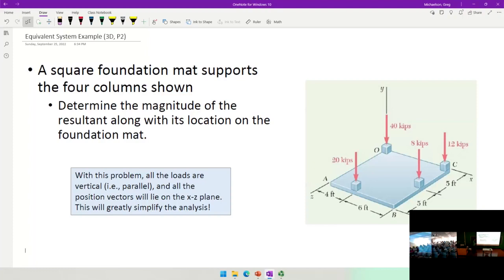So we have a building that is going to be supported by a foundation. Does everybody know what I mean by a foundation? That's the substructure. That's everything below the ground that is keeping the building from collapsing. And it is subjected to a series of loads. So we have 40 kips, 8 kips, 12 kips, and 10 kips. Remember, a kip is a shorthand term for 1,000 pounds. So this is 40,000 pounds, 20,000 pounds, etc.